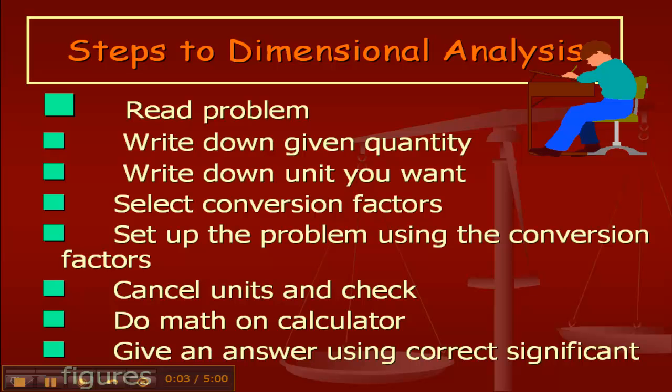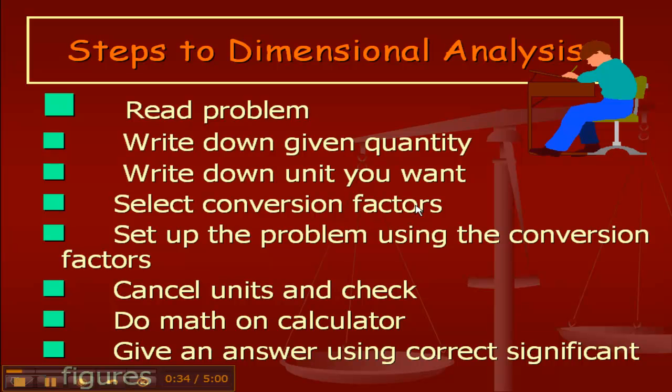To solve a problem, you can use what we call dimensional analysis or factor label. So here are some steps that you can go through when you're trying to solve a problem using this method. Of course, you always want to read your problem, and I'm going to teach you to circle and underline your given and your unknown in your problems. So that will be your given quantity that you'll underline, and the unit that you want will be what you circle. Now I'm going to show you that you can also write them down as well.